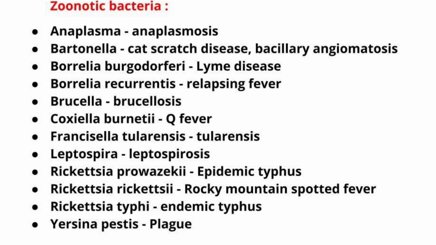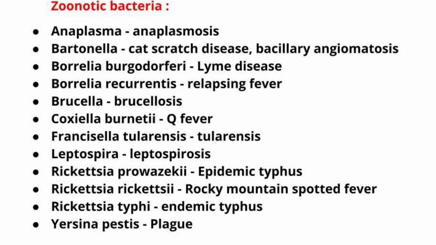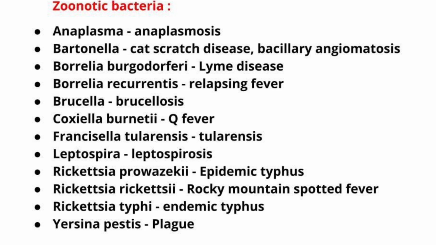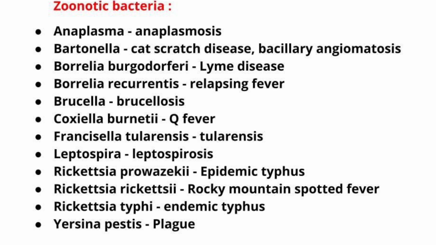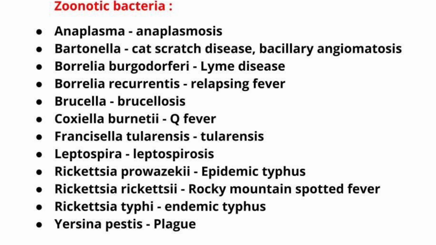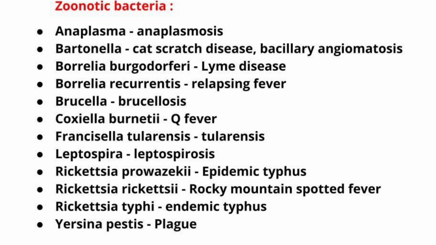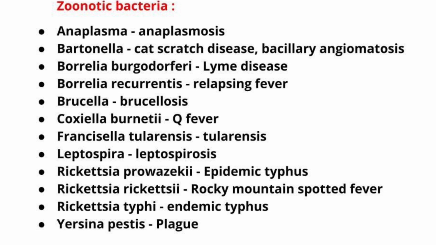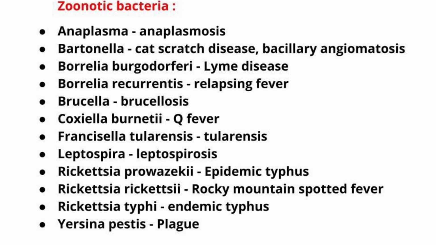Francisella tularensis causes tularemia, which spreads to parrots especially. Leptospira causes leptospirosis. Rickettsia prowazekii causes epidemic typhus, and Rickettsia rickettsii causes Rocky Mountain spotted fever. Rickettsia typhi causes endemic typhus, and Yersinia pestis causes plague.